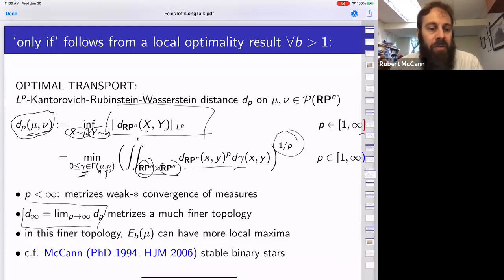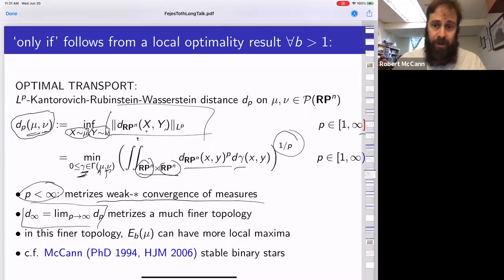And that's the metric that's going to be of the most interest to us, because it turns out that for every finite value of p, these all metrize weak convergence of measures on the sphere. So they all lead to the same topology. But for p equals infinity, they lead to a richer topology. And a richer topology means more open sets, and that means it's easier to have local maxima.